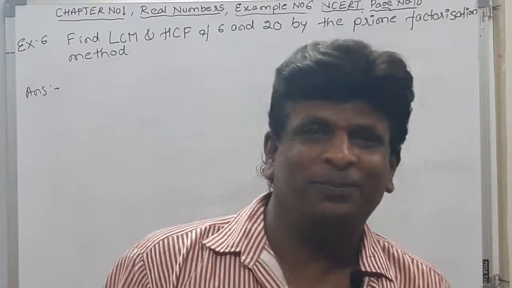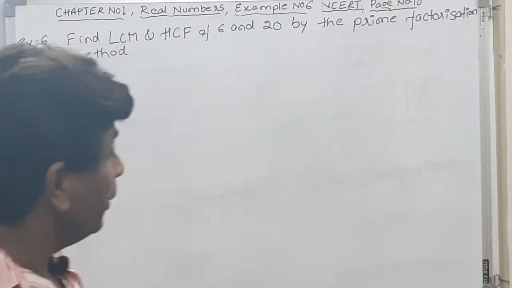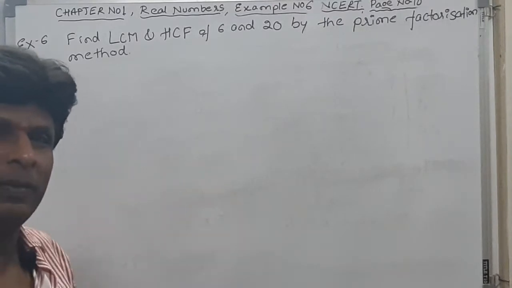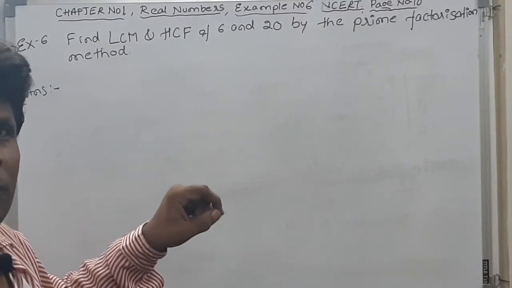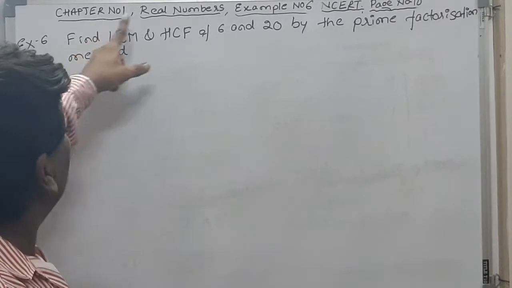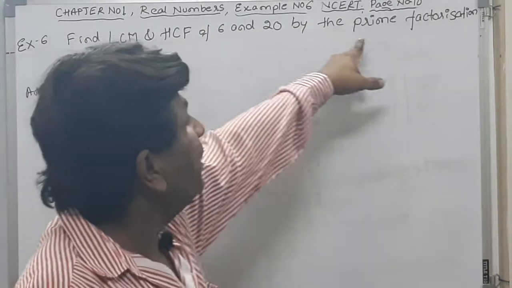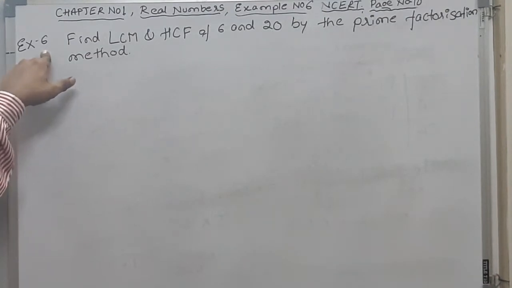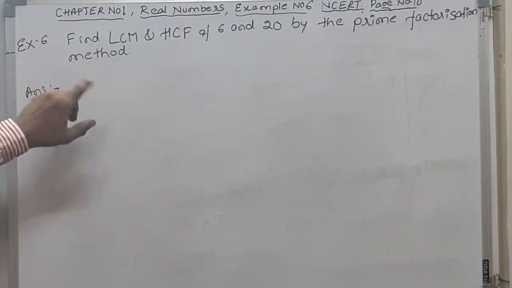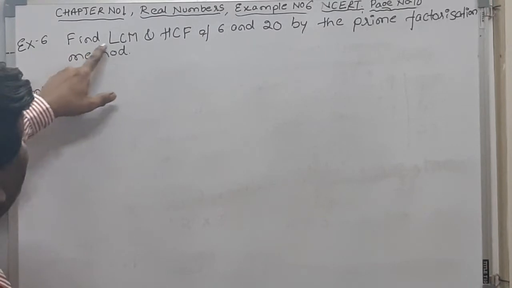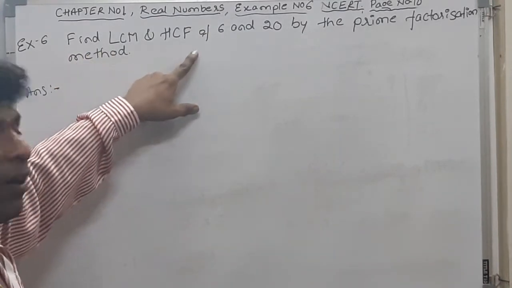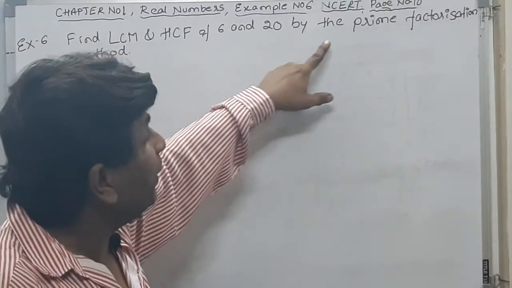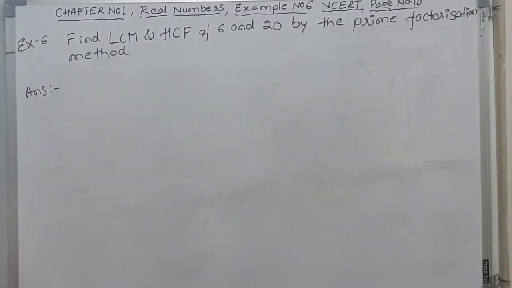Hi friends. So now we are going to the next problem in the first chapter, that is Real Numbers, on NCERT book page number 10, Example 6 that is given in our textbook. The question is: find the LCM and HCF of 6 and 20 by the prime factorization method.